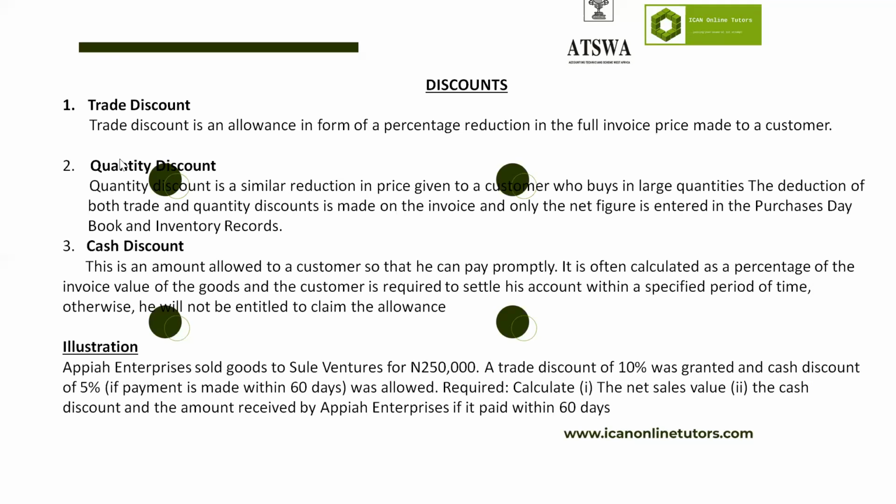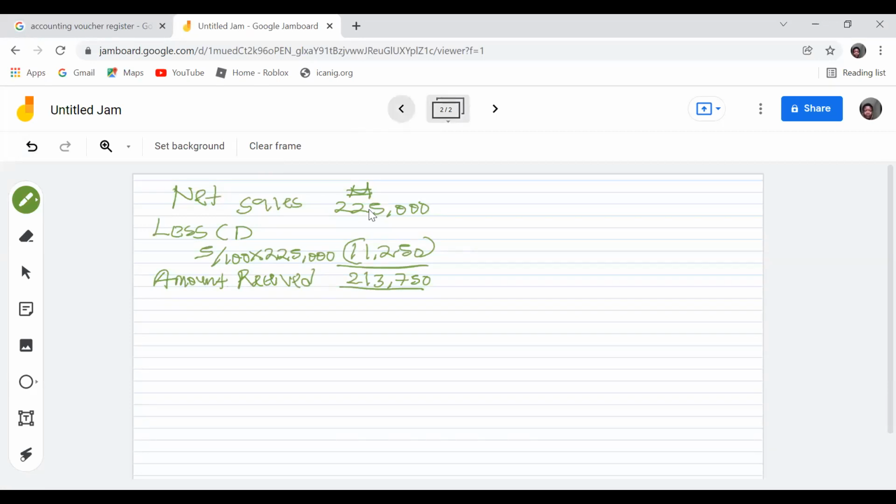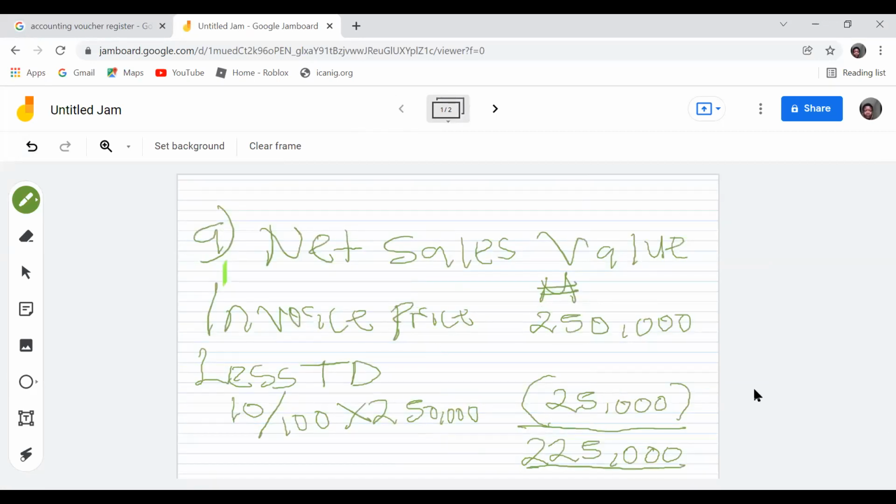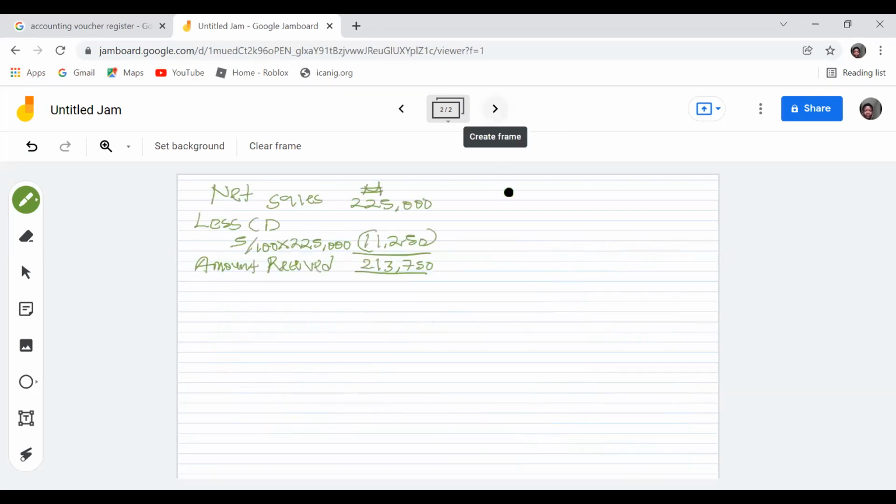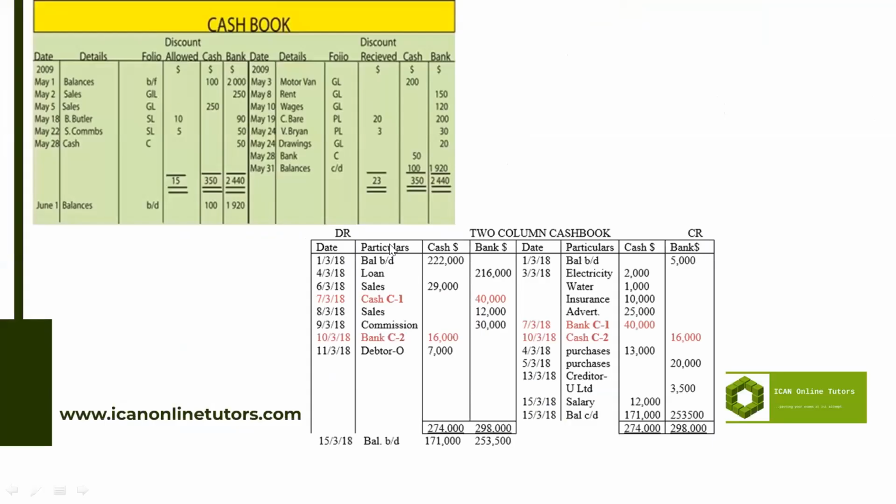This is the invoice price, and you less the trade discount. Then you're also giving this customer, if you're able to pay within 60 days, then we also less the cash discount as well. All right. So this is a format for 2 column and 3 column.